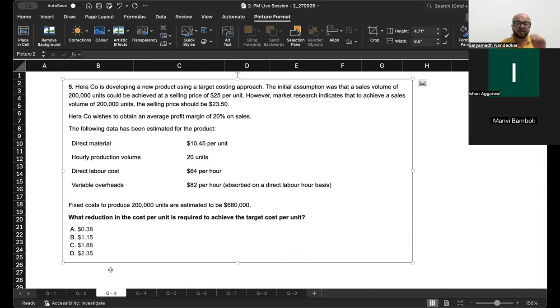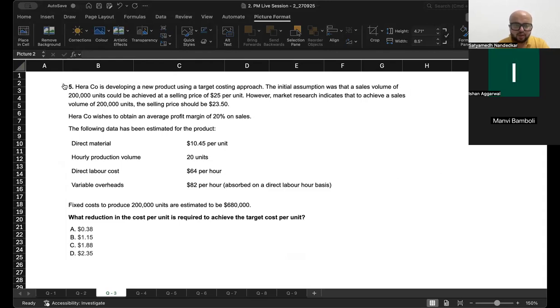Hera company wishes to obtain an average profit margin of 20% on sales. The following data has been estimated for the product. Direct material 10.45 per unit, hourly production volume 20 units, direct labor cost 64, variable overheads 82 per unit absorbed on a direct labor hour basis.